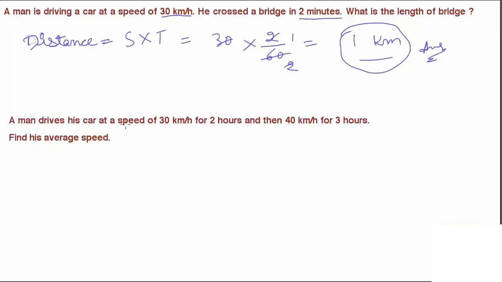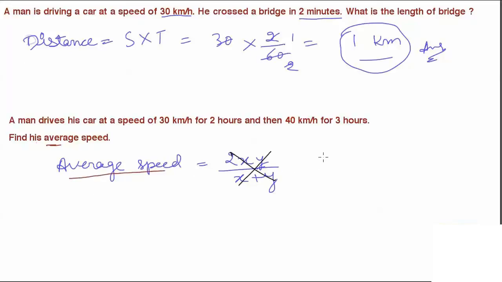A man drives his car at a speed of 30 kilometers per hour for 2 hours and then 40 kilometers per hour for 3 hours. Find his average speed. So what people will do here, as we know the simple formula to find the average speed, that is 2xy over x plus y. This formula is not applicable in this case. Why? Because the condition to apply the average speed formula was the distance should be same.